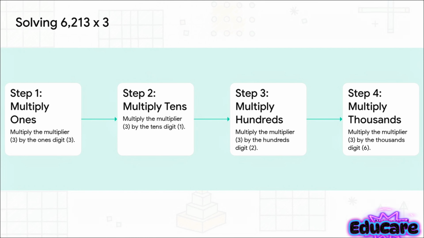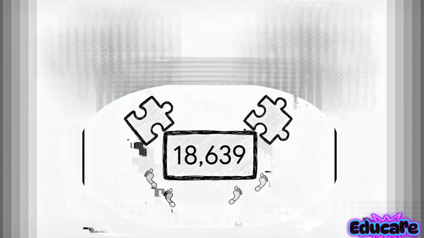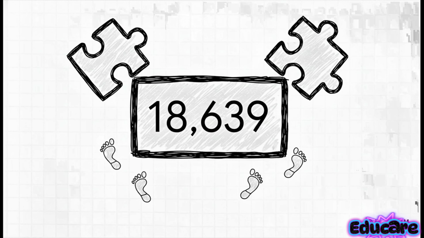Now, the key here is to always work from right to left, digit by digit. It's super important. So first up, we take our multiplier, 3, and hit the ones place. 3 times 3 is 9. Easy. Okay, next we slide over to the tens place. 3 times 1 is 3. Then to the hundreds. 3 times 2 is 6. And last but not least, the thousands. 3 times 6 gives us 18. And boom, you just put all those little pieces together, and what do you get? Our final answer, 18,639 steps. See, it wasn't so bad. When you just break it down into simple steps, those big numbers don't seem so scary anymore.